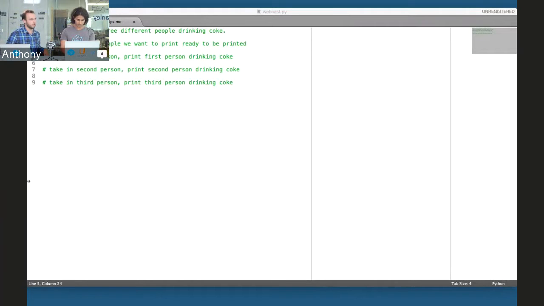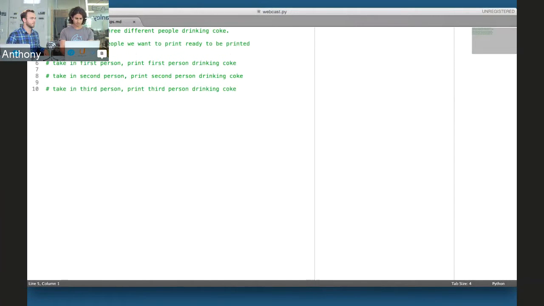What are my function's inputs? What are its outputs? And what tasks should it actually complete? Right. And notice here that we've noted what our function needs to do. We've noted the input here. We've taken the first person, and we noted the output, what this function is intended to do. We print the first person drinking Coke. So let's go ahead and just try and code in accordance with what it is we commented.